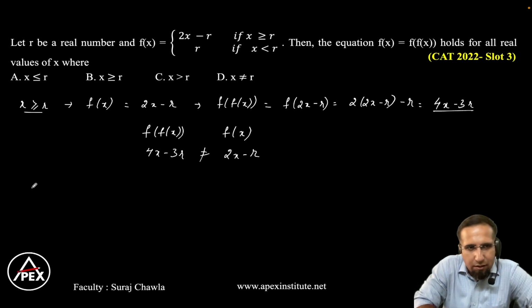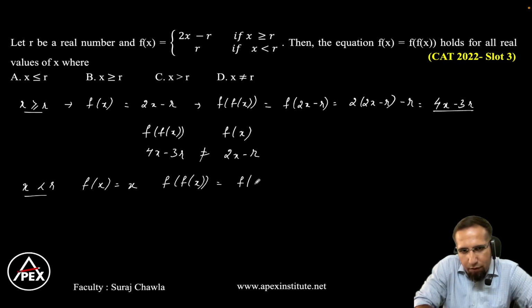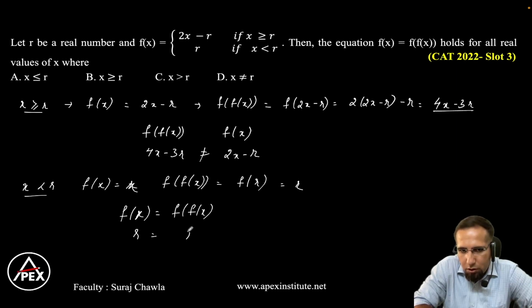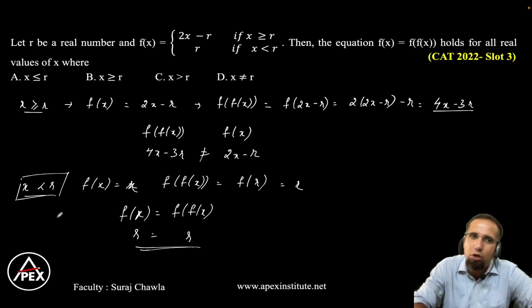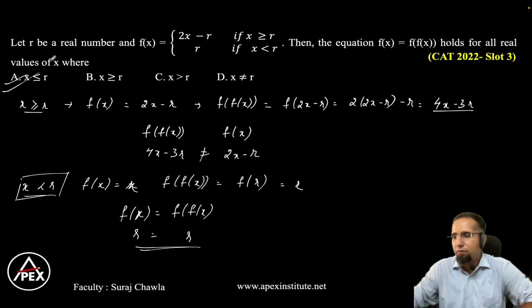Clear? Now let's look at x less than r. So if we take x less than r, so f of x is equal to r. So f of f of x will be f of r, and f of r will again be equal to r. Clear? So f of f of x is equal to r, and f of x is also equal to r. That means this condition satisfies that f of f of x is equal to f of x, and both of them are equal to r. That means the only condition it satisfies is x less than r. Now if you look at the options, there is no individual option called less than r, but I have an option called x is less than or equal to r, and therefore that becomes our final answer.